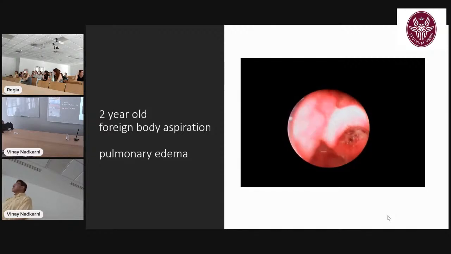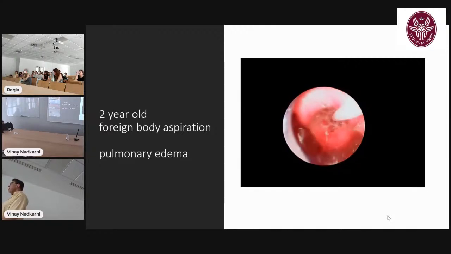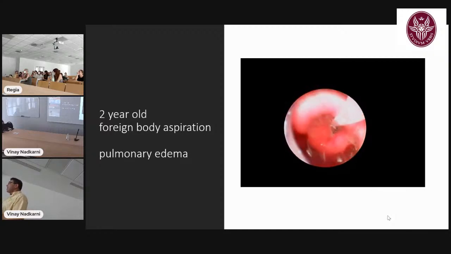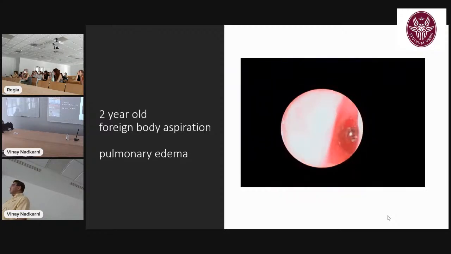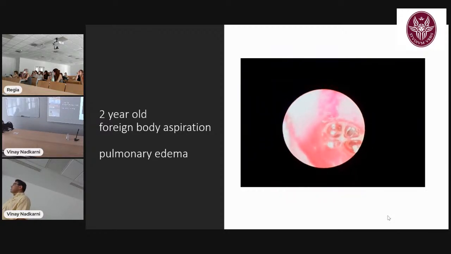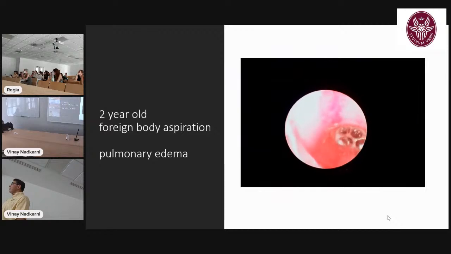Now, how about this? This 2-year-old suddenly had respiratory distress, a lot of coughing, and look at the secretions. Look at the pulmonary edema. Watch this. What do you think they did? They suctioned a little bit. Watch this. You'll see that all of a sudden the bubbles go away.